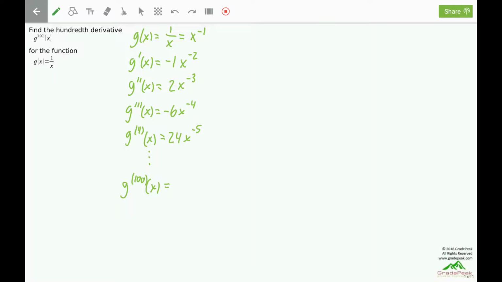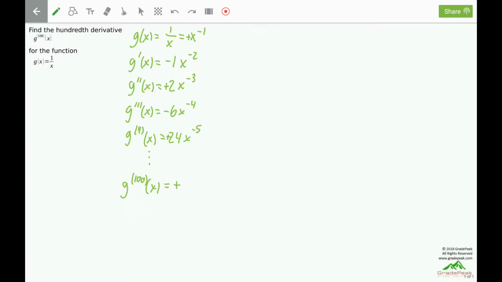The first thing to notice are the signs of each of the derivatives. The original function was positive. It was x to the negative 1, but it was a positive value. And then the first derivative was negative, as you see there. The second derivative is positive. The third derivative is negative. The fourth derivative is positive again. So we have an alternating positive, negative, positive, negative. Notice that every even derivative, the second, the fourth, those are positive, and the odd derivatives are negative. Now, the g100 of x, the 100th derivative we're trying to find down here, is an even number, so we will definitely have a positive.